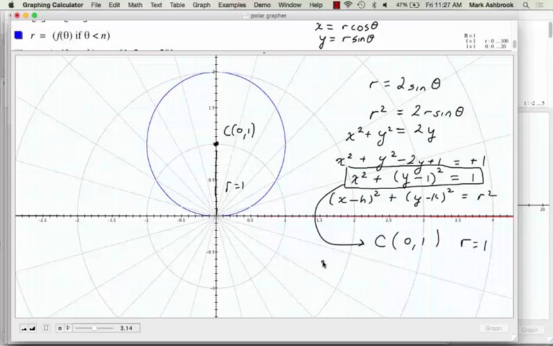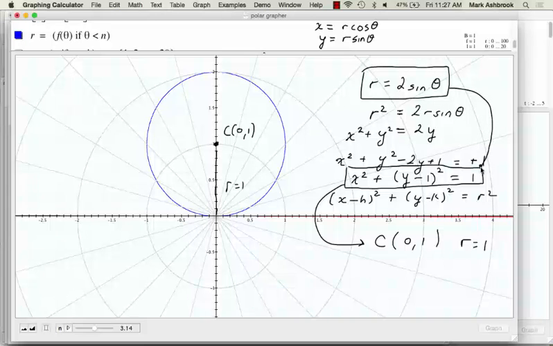Okay, so when we sketched it, we got that circle, but then this proves that algebraically by changing it from r equals 2 sine theta into its equivalent. So these are equivalent. We did the algebra to show it. That right there is equivalent to that, so their graphs are the same. When we sketch this, we sketch the graph of this circle, the blue circle right there. Center 0, 1, radius 1.